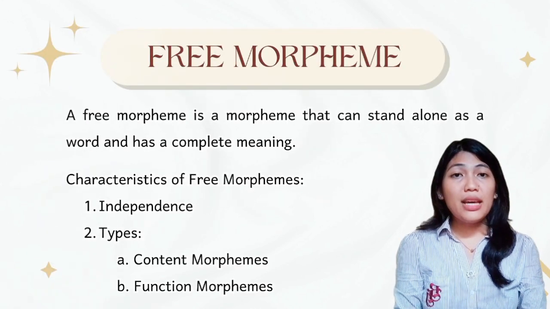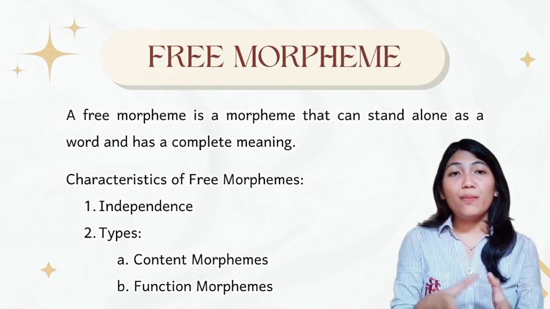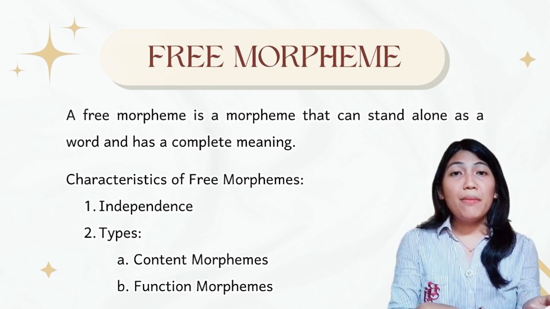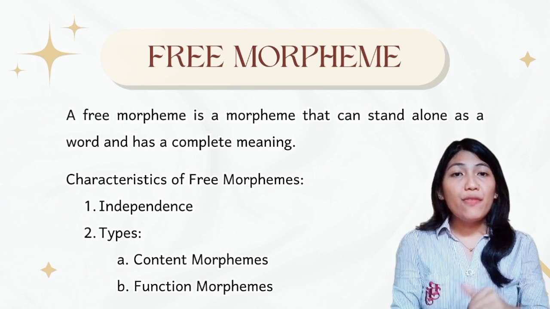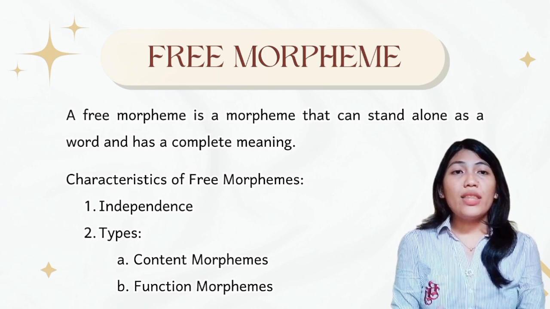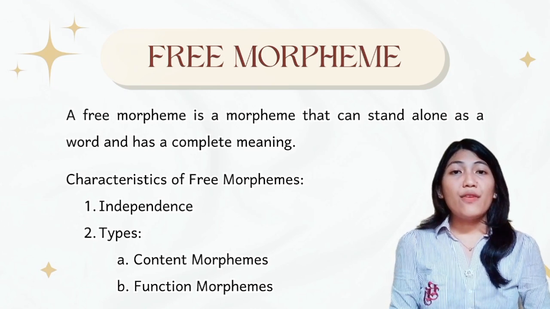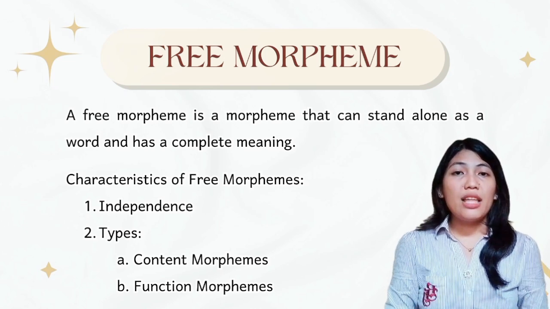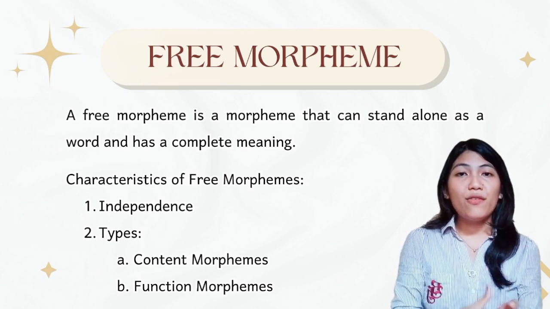A free morpheme is a morpheme that can stand alone as a word and has a complete meaning. A free morpheme has a characteristic: independence. Free morphemes can stand alone without needing to be attached to other morphemes. Free morphemes have two types. The first is content morpheme and the second is function morpheme.